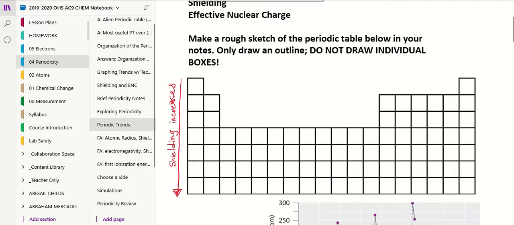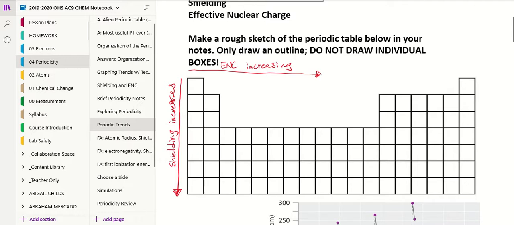All right, what about ENC, effective nuclear charge? We're talking about periods. So going across a period, we have ENC increasing. All right.